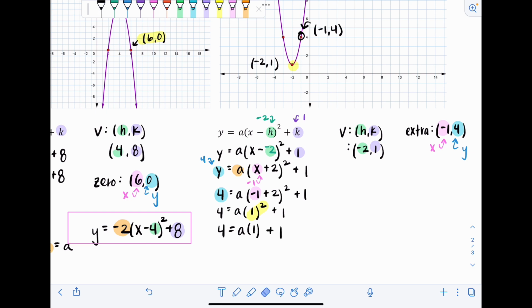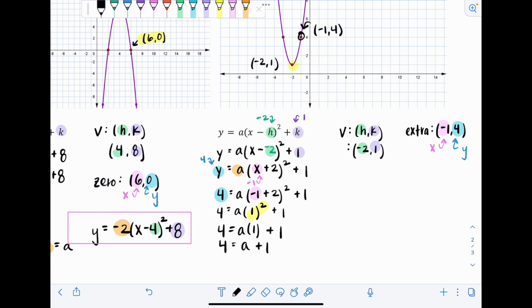Okay, so same order for simplifying. We simplify the inside of the parentheses first. So 4 equals a times (-1 plus 2), which is 1, squared, and then plus 1. And then we will square next. So 1 squared is 1. So 4 equals a times 1, plus 1. And a times 1 is just a, so I don't need to write a times 1. I can just write a, because they're the same thing, and that makes the equation a little more simple. So I'll change it to 4 equals a plus 1.